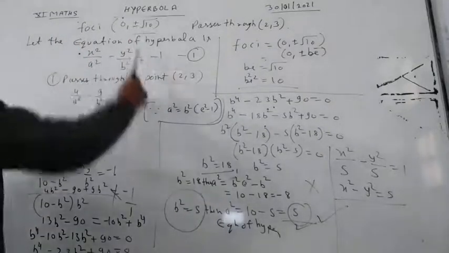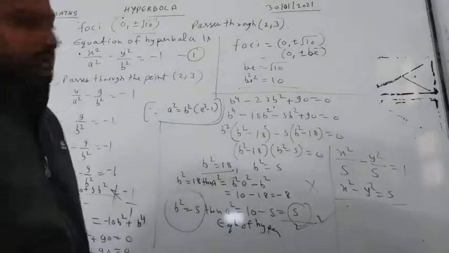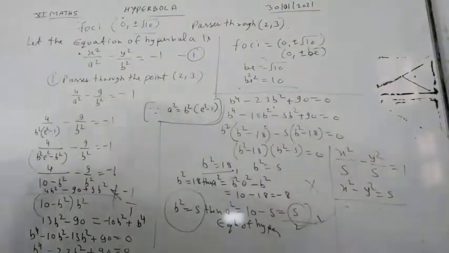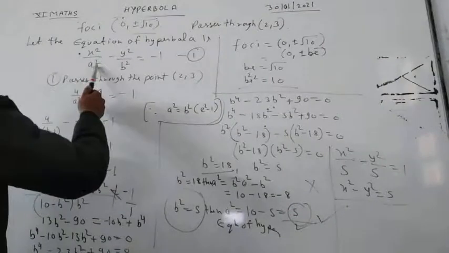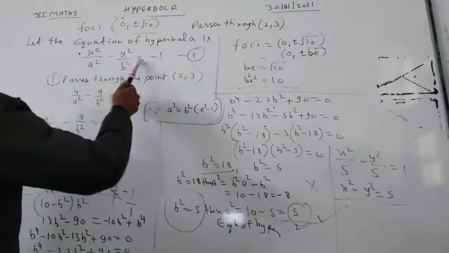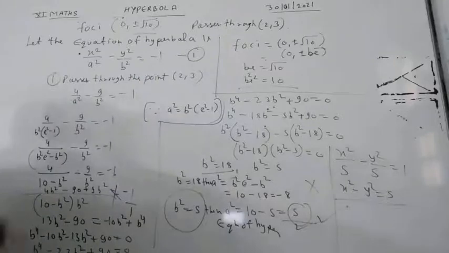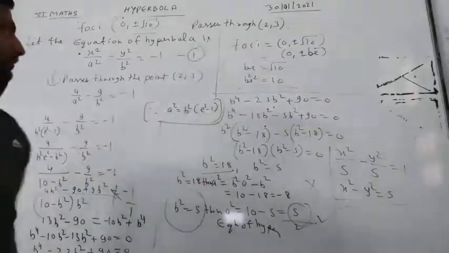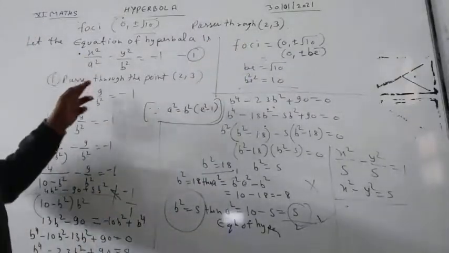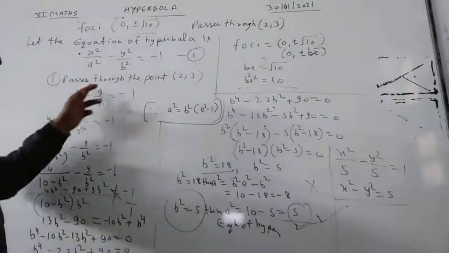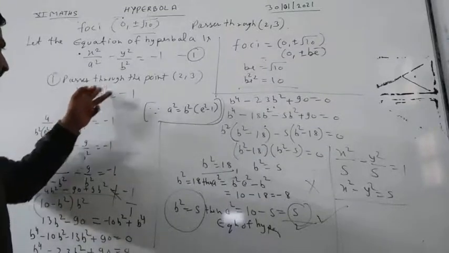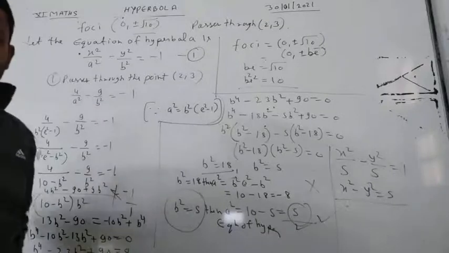This is the case of (0, ±b). So students, we are supposing the equation of the hyperbola is x²/a² − y²/b² = −1. So this is equation first, students. And the question says that this equation passes through the point (2, 3). So when we put the point in this equation, it will change into 4 and 9. So it will be 4/a² − 9/b² = −1.